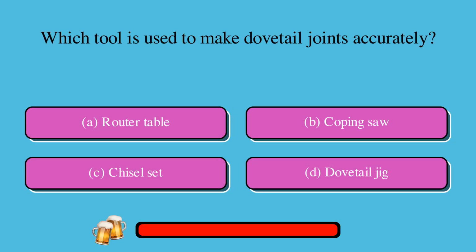Which tool is used to make dovetail joints accurately? A, router table, or B, coping saw, or C, chisel set, or D, dovetail jig? The correct answer is D, dovetail jig.